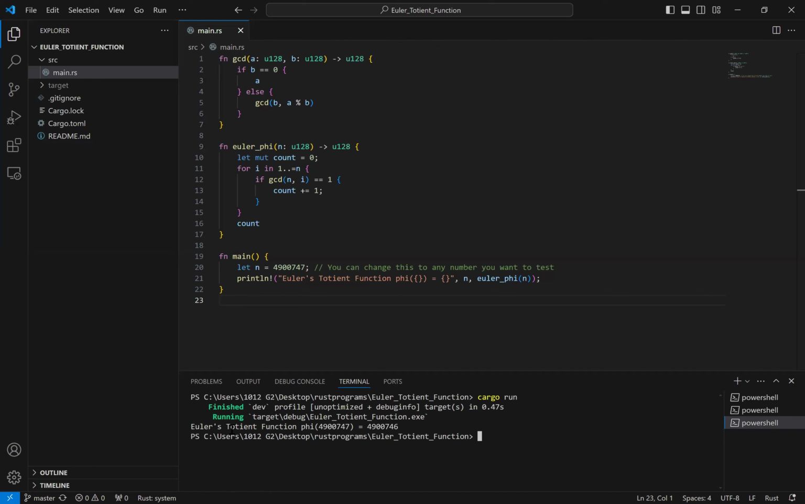Okay, the result is here. It says the Euler phi function of that number. So it means this number is, what is this? Oh yeah, this number is prime. It's prime because you can see that it has just subtracted 1 from the number and given us the result. So that number is prime.